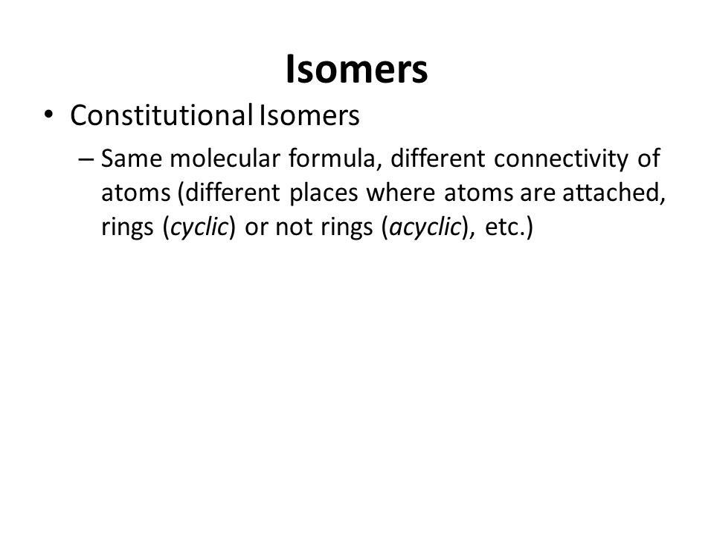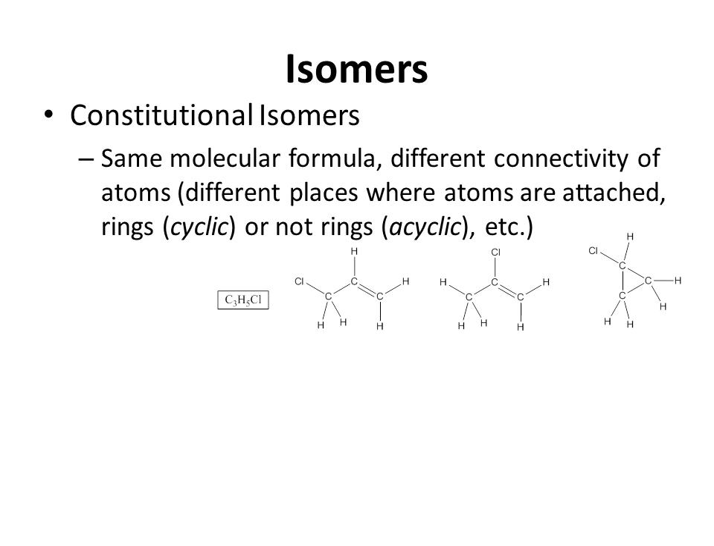If atoms are in a ring, that's called cyclic. If they're not in a ring, it's called acyclic. Okay, these would be constitutional isomers of each other. So if you look at C3H5Cl, the molecular formula, here are 3 ways that could be represented. These are not the only three ways, these are just 3 possibilities.